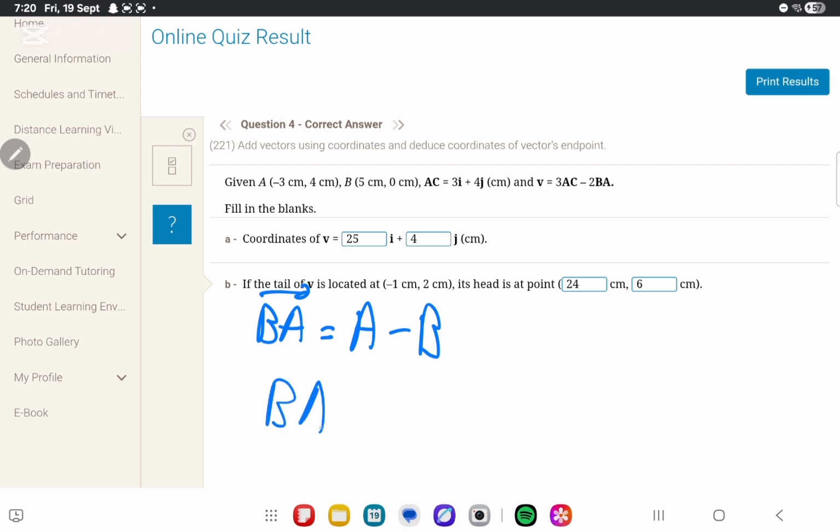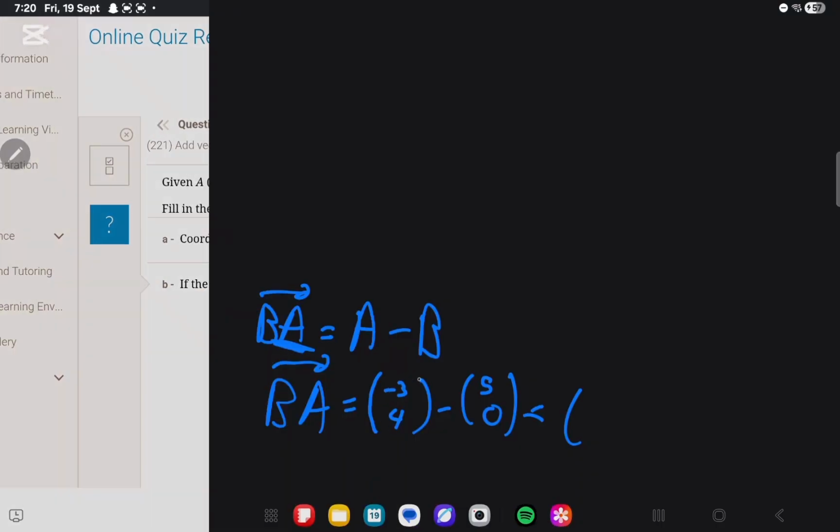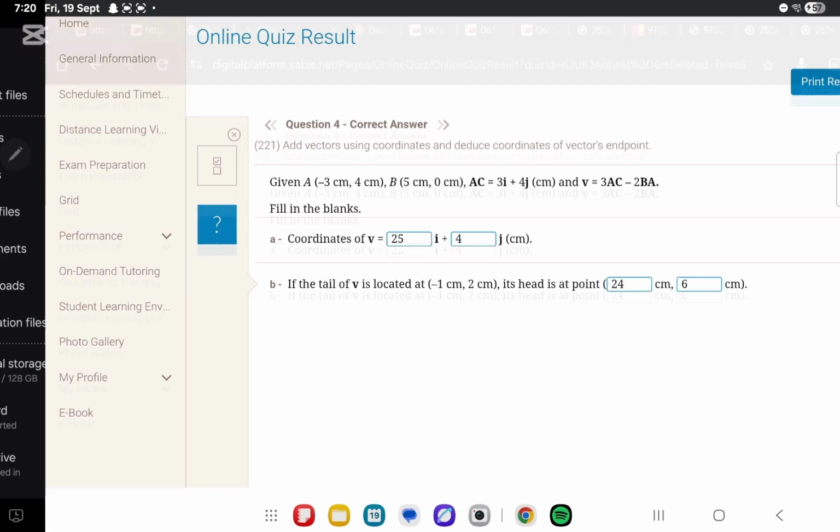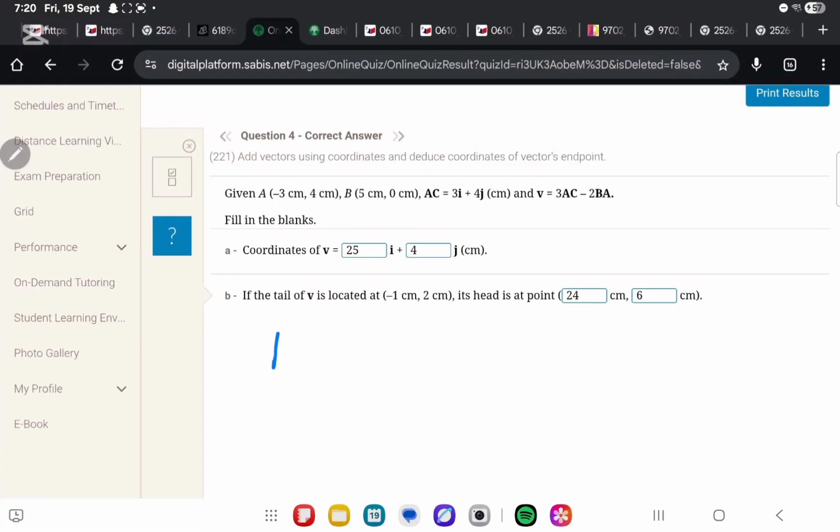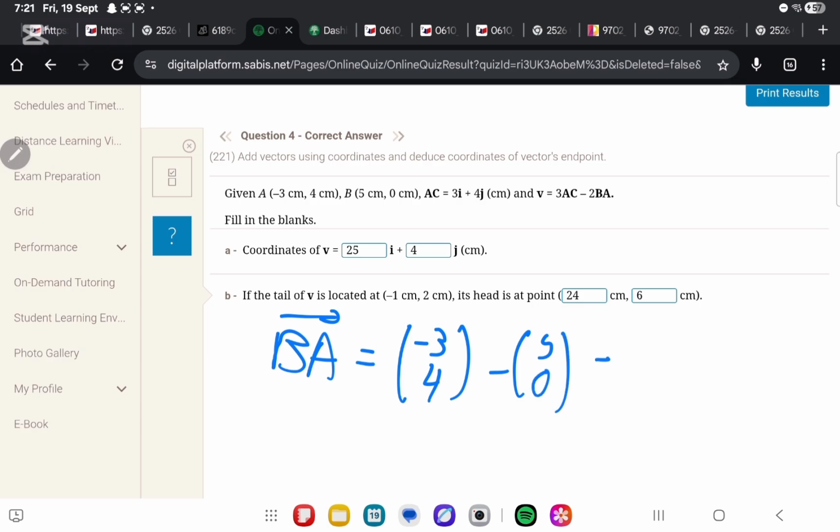Okay, so BA is going to equal the initial point, which is A, so negative 3, 4, minus B, which is 5 and 0. So this is going to be minus 3 minus 5. Okay, so BA is equal to A minus B, which is negative 3, 4 minus 5, 0. So minus 3 minus 5 is negative 8. 4 minus 0 is going to be 4. This is vector BA.